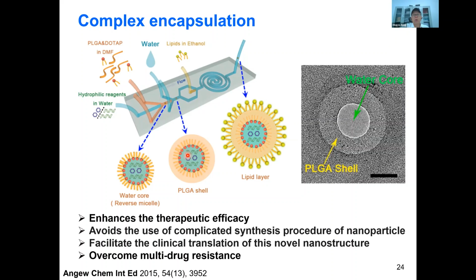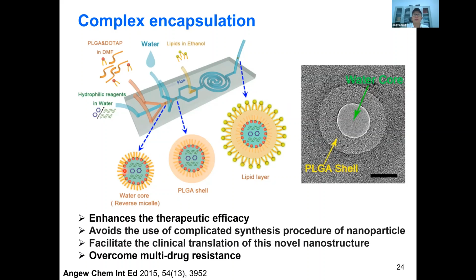So now what we wanted to do is to get the aqueous layer within the PLJ. That's actually very hard to do. But using the microchannels, it actually is fairly straightforward. So we make a reverse micelle first to encapsulate the hydrophilic, charged ones, such as small interfering RNA. And then we coat it with a PLJ layer, and then we coat another layer of lipid on it.